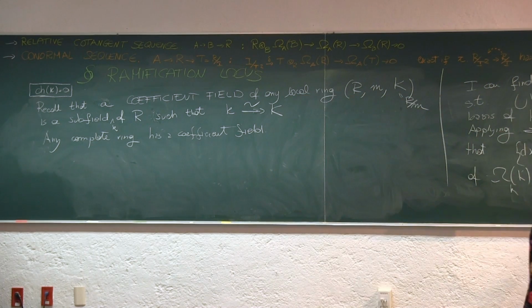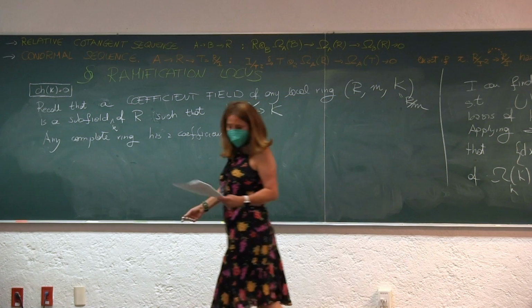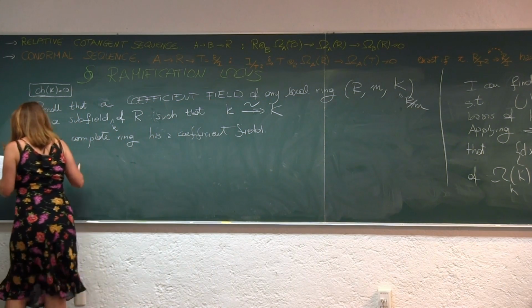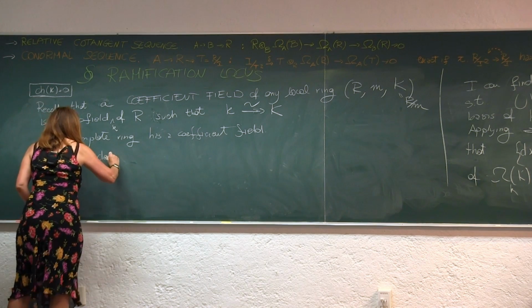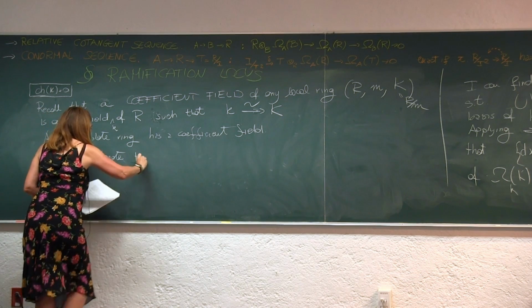Okay, for example. So now, let me tell you the last thing, notation, this is just notation. Nu, we denote the minimal number of generators.